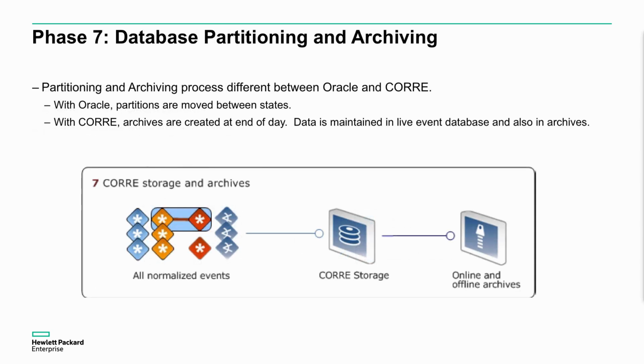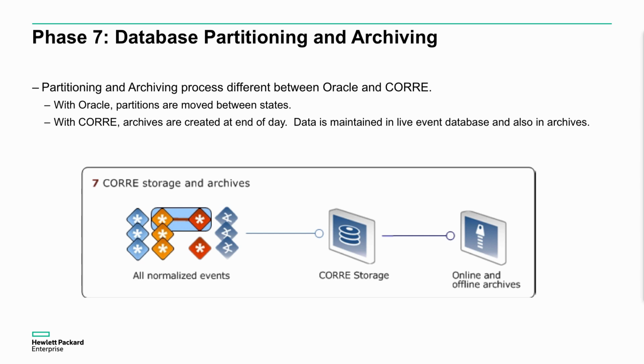which then leads on into phase 7, which is database partitioning and archiving. Now, it depends on what version and what platform you're using here, but there are ESM versions that run with Oracle, and there's ESM versions that run with what we call core database. Now, in the case of Oracle, it uses partitions which are moved between states. So we move them between online hot to offline cold. With the core database engine, archives are created on a daily basis, and that is exported to an external storage location.